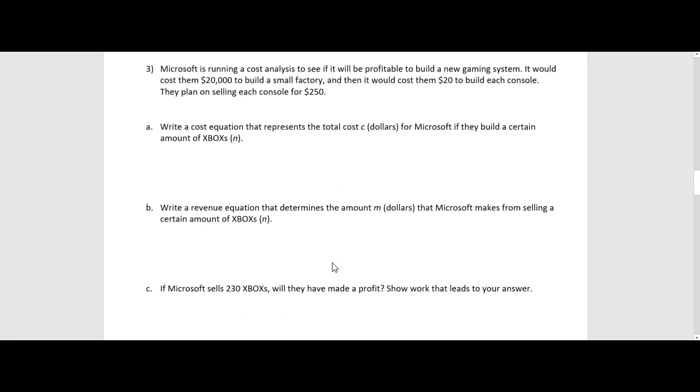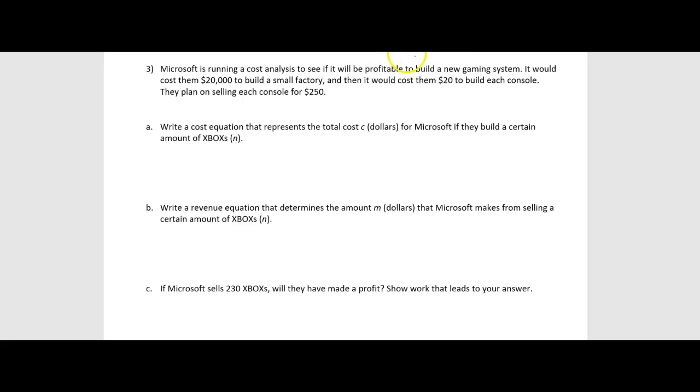Let's jump down to number 3. It says Microsoft is running a cost analysis to see if it will be profitable to build a new gaming system. It would cost them $20,000 to build a small factory, and then it would cost them $20 to build each console. They would plan on selling each console for $250. So the first thing we need to do is write a cost equation that represents the total cost, which will be in dollars, for Microsoft if they build a certain amount of Xboxes N.